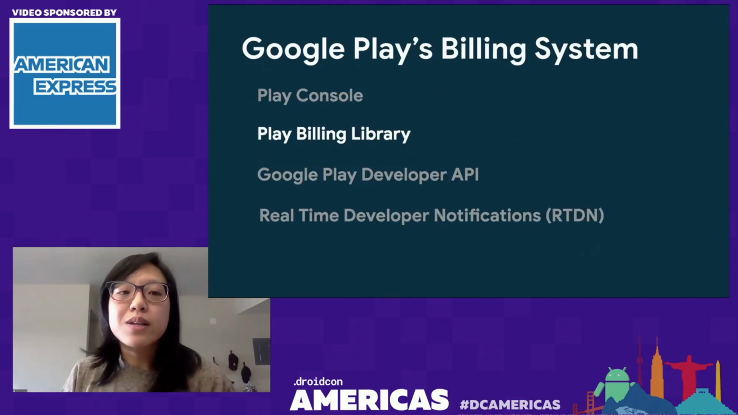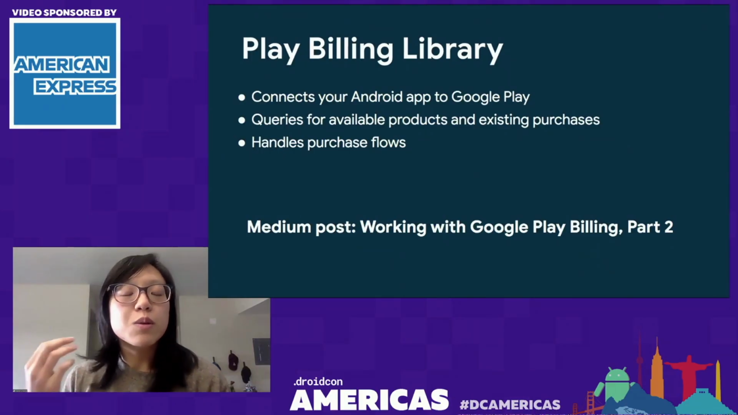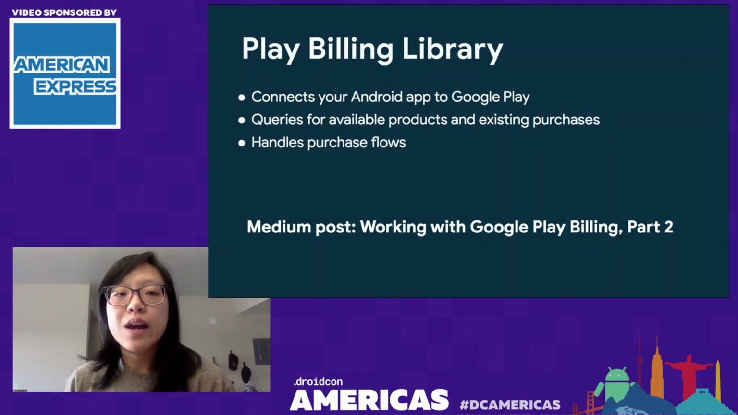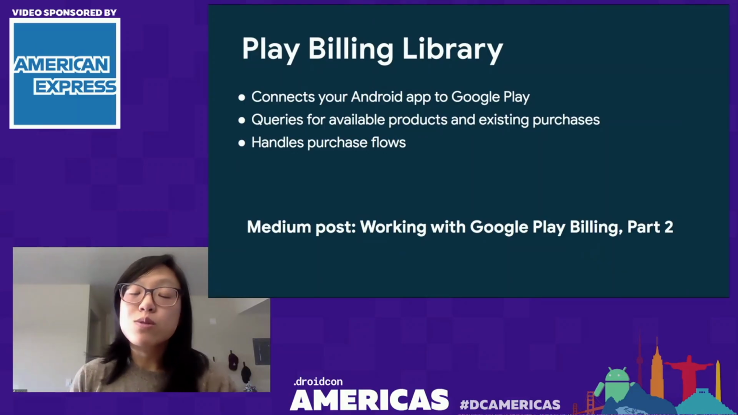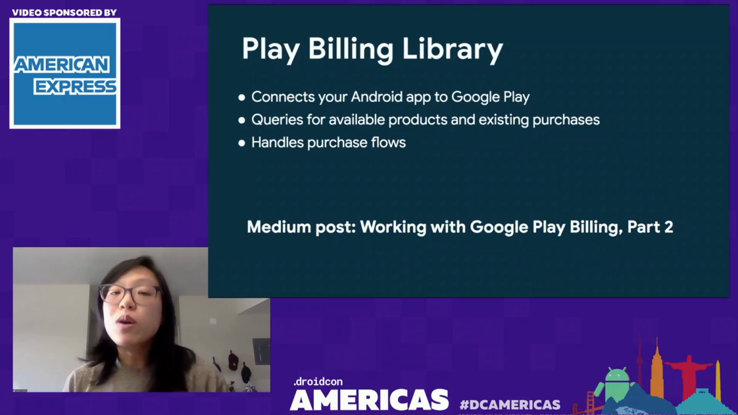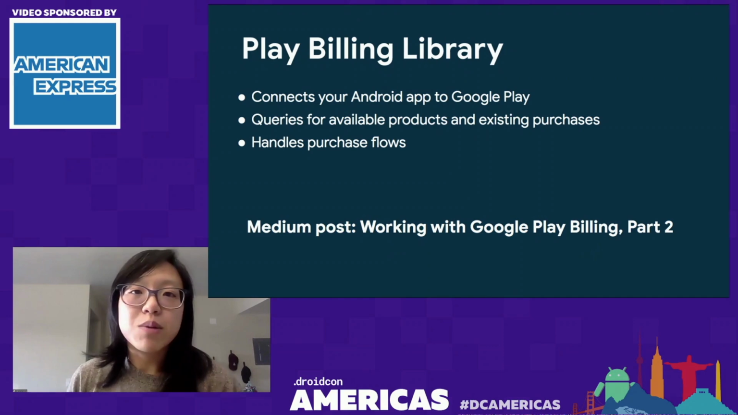So the second thing is the Play Billing library, which hopefully everybody's a little bit familiar with. The basic idea is that it helps you connect your Android app to Google Play. It lets you know what user is logged into Google Play. It lets you query what kind of products they already have. You can query for available products and existing purchases. And it also helps you handle purchase flows without having to go through the whole process of AIDL files, right?